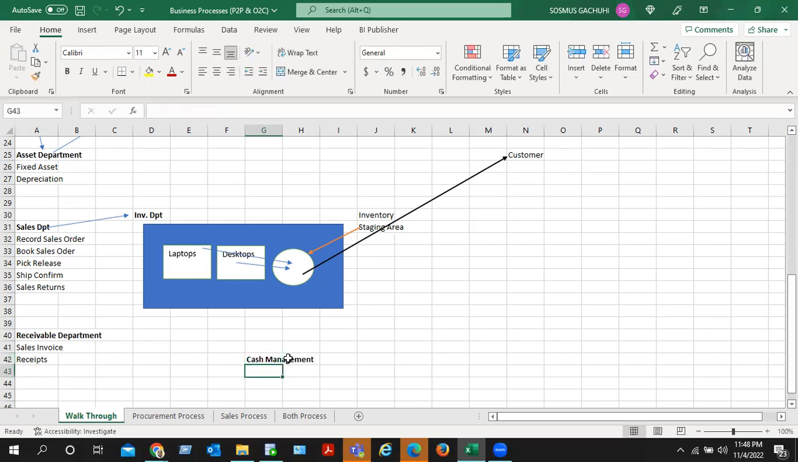And under the cash management department, we maintain bank accounts. Of course, these are internal bank accounts. That's where money from the customer will land. And also, we do bank statement reconciliation. Bank statement reconciliation is checking on that.